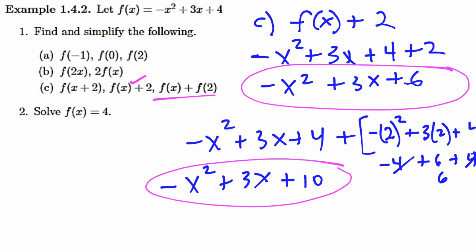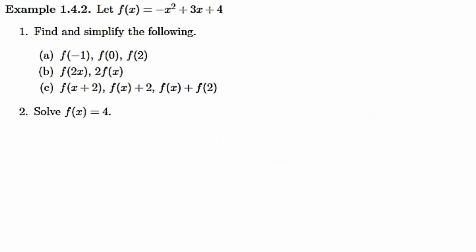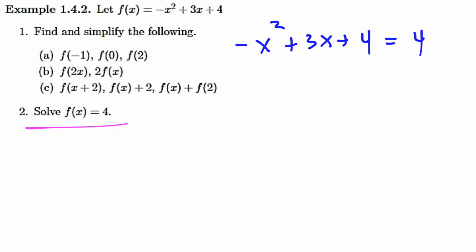All right, so last one, oops, got rid of everything, erase ink. Okay, so the last one says solve f of x equals 4. Okay, so here's f of x equals 4, it says. All right, so let's see if we can simplify this a little bit. Okay, so we've got minus x squared plus 3x equals 0.